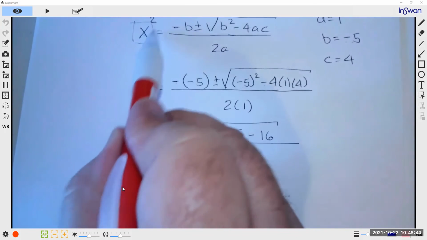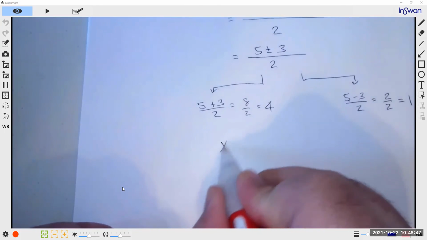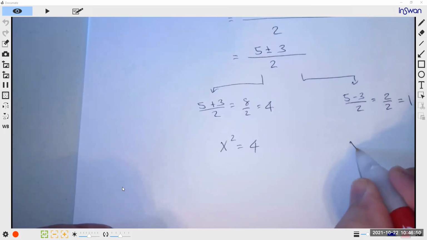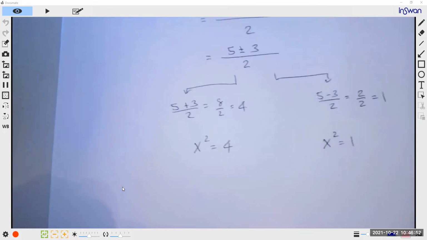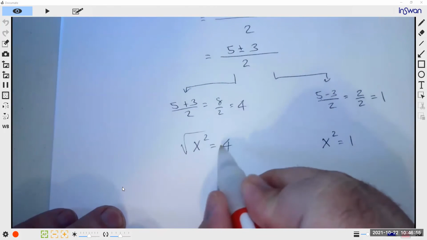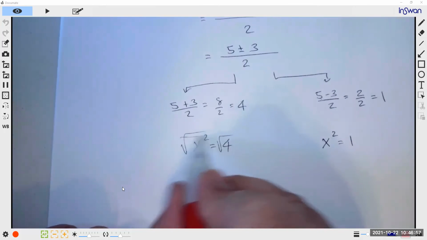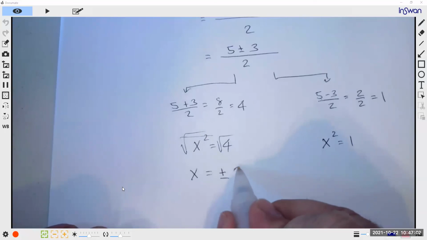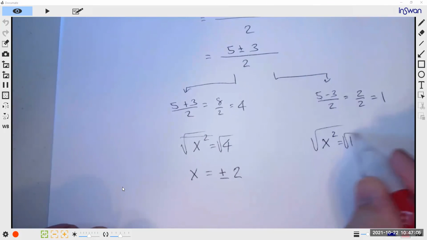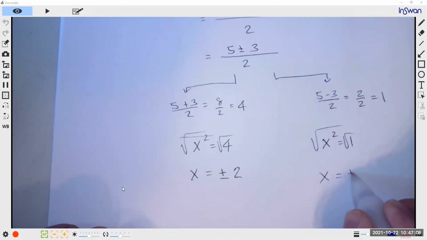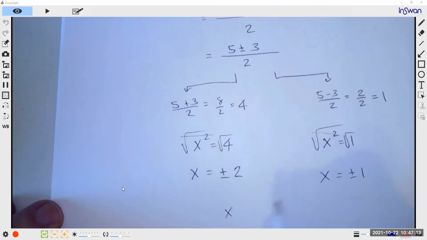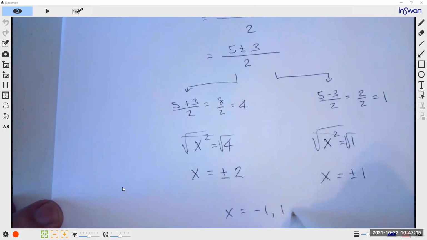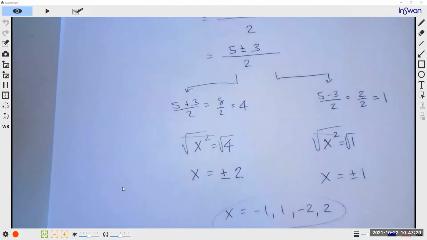Remember, they equal x squared. So x squared equals 4. X squared equals 1. Square root both sides. X equals plus or minus 2. X equals plus or minus 1. Those are your 4 answers. X equals -1, +1, -2, +2. Because we have to have 4 answers.